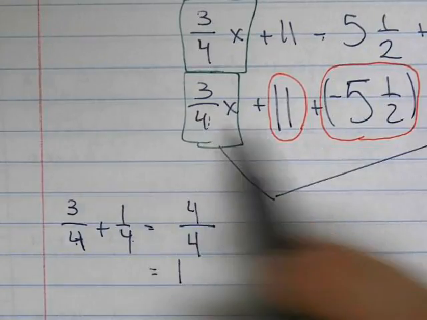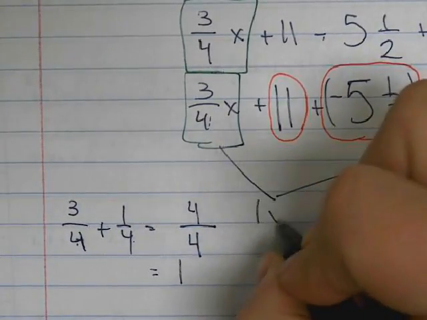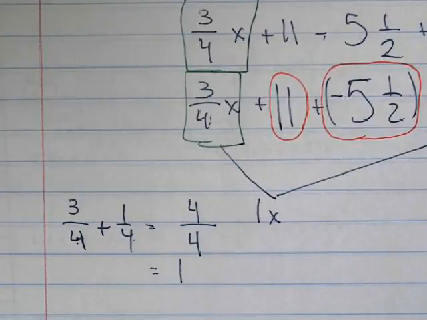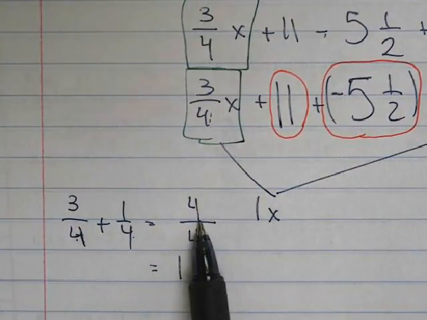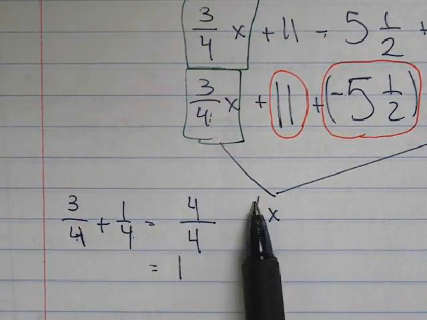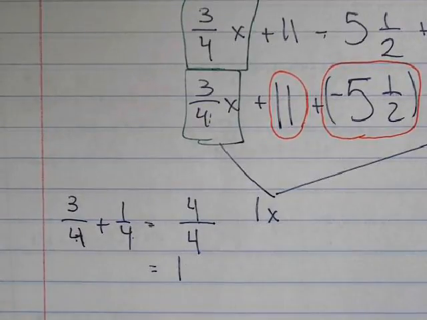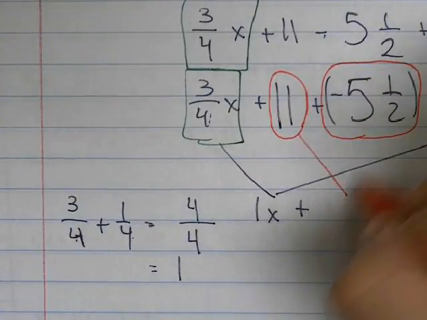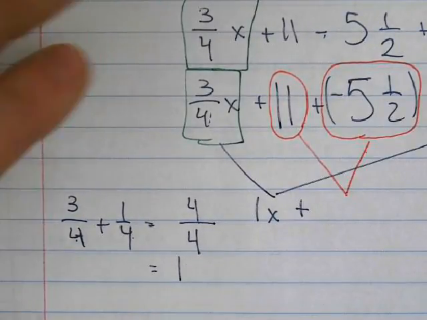So when we add 3/4 x to 1/4 x, we get 1x. We'd get 4/4 x, which is 1. So we'll use that as a 1x. Now we need to combine. So we'll bring down our plus sign. Now let's combine 11 and 5.5.